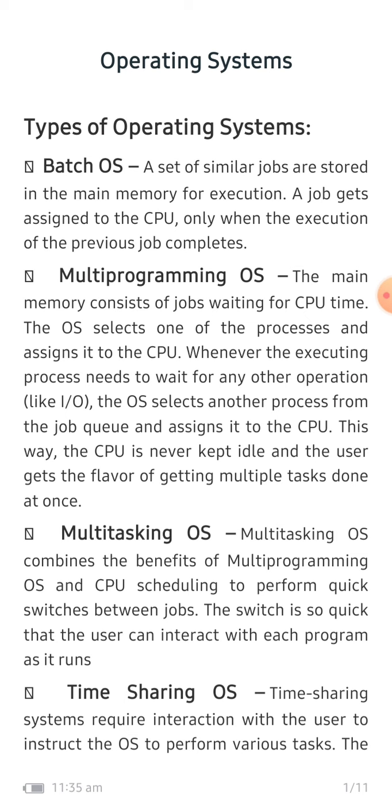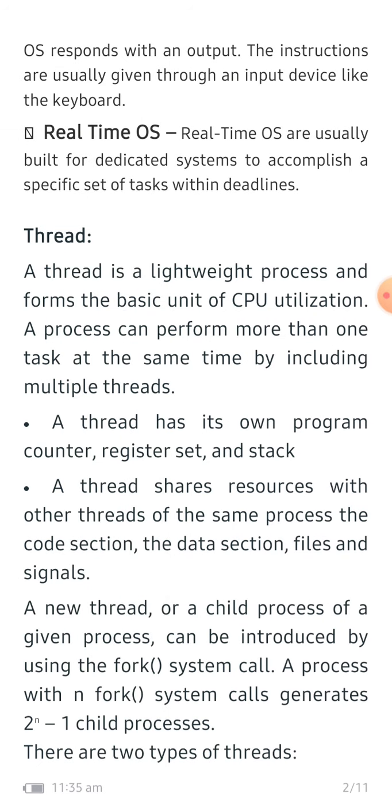Next is the time sharing operating system. A time sharing system requires interaction with the user to instruct the operating system to perform various tasks. The operating system responds with an output. The instructions are usually given through input devices like the keyboard. Next is the real-time operating system. Real-time operating systems are usually built for a dedicated system to accomplish a specific set of tasks within deadlines.